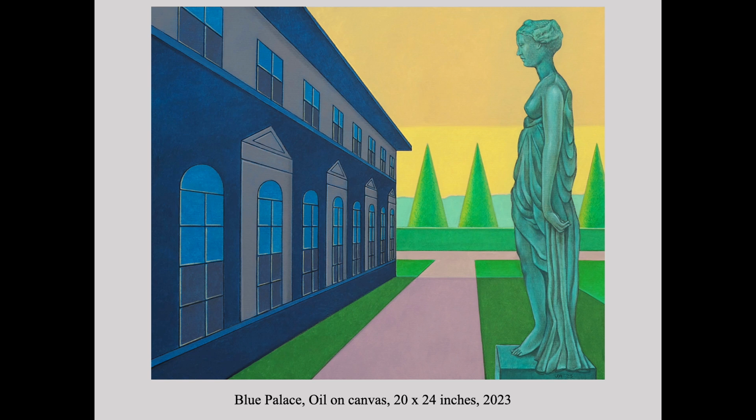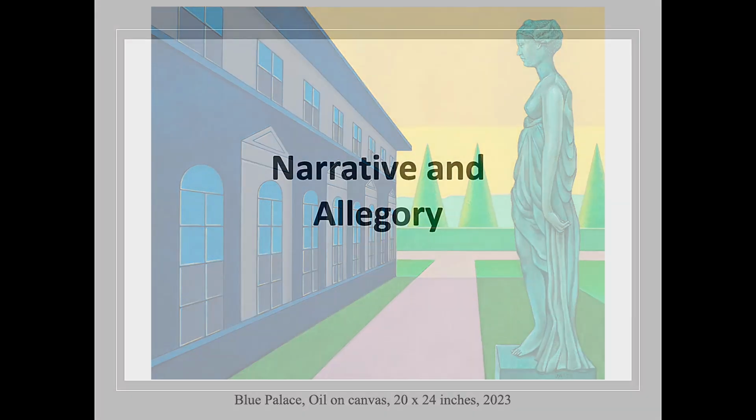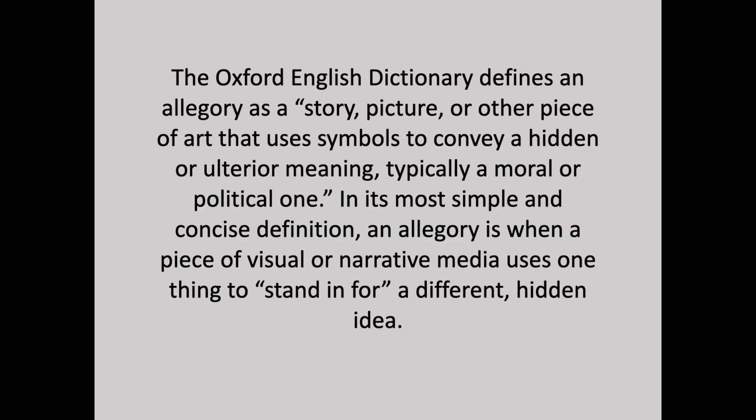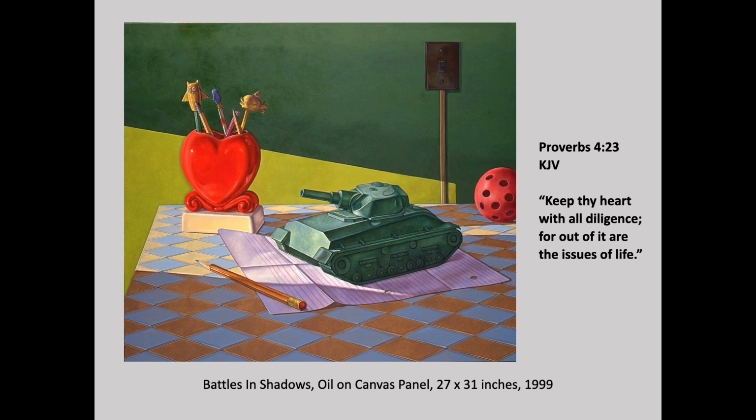Not to say that there aren't some of these pieces I'll show you that are intentional, which leads me to allegory and narrative. Allegory is a story or picture using symbols to convey meaning. So there was a period where I was using actual objects, and I was trying to say, okay, this means this and this means that. Like in this painting called Battle and Shadows.